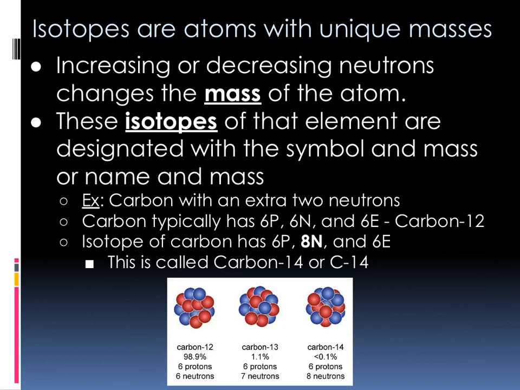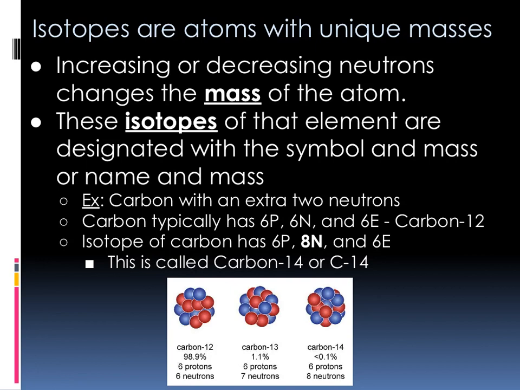So as mentioned, anytime you increase or decrease the number of neutrons, you change the mass of the atom. And as a result, you are creating an isotope of that atom, okay? You're not changing the protons. Remember, we classify elements by protons. So by changing the neutrons of a carbon atom, it's still carbon, okay? But it's now a carbon isotope. It's something slightly different. It has a different mass, okay?